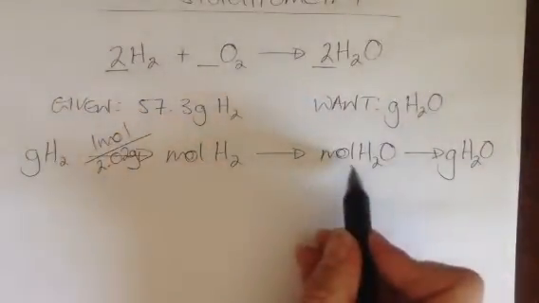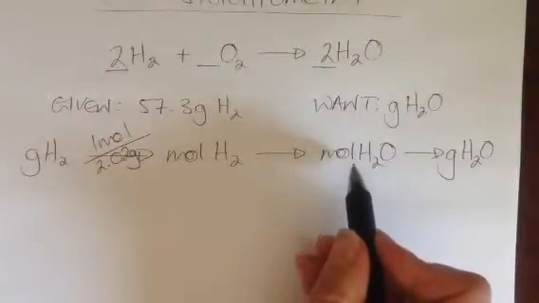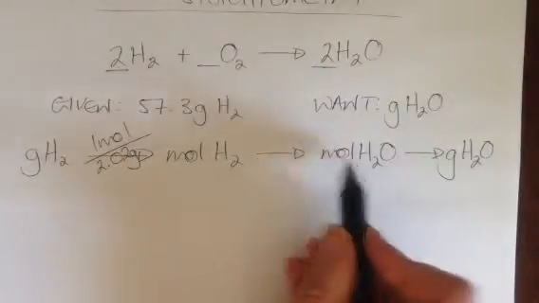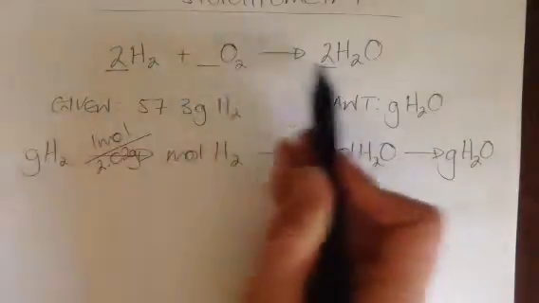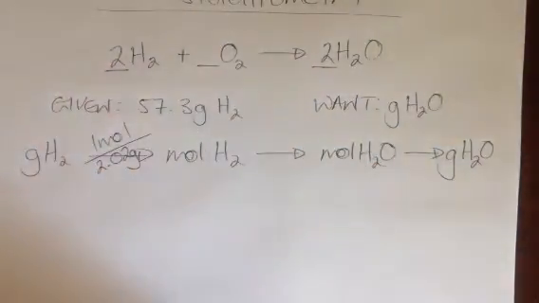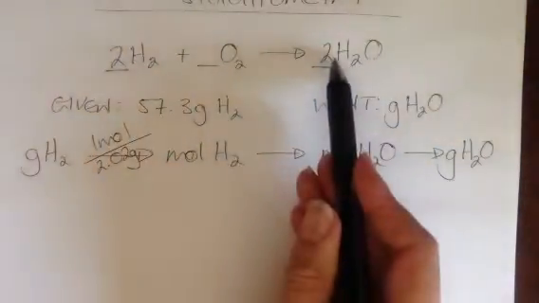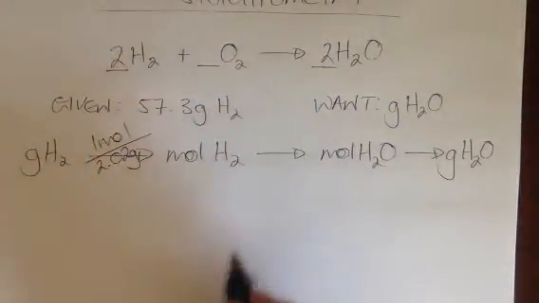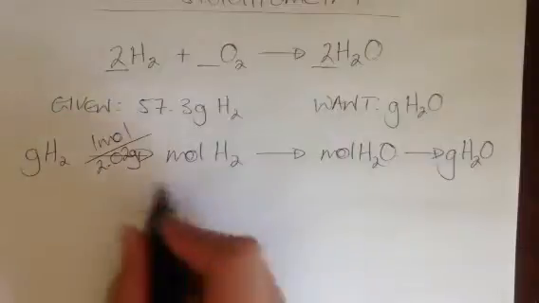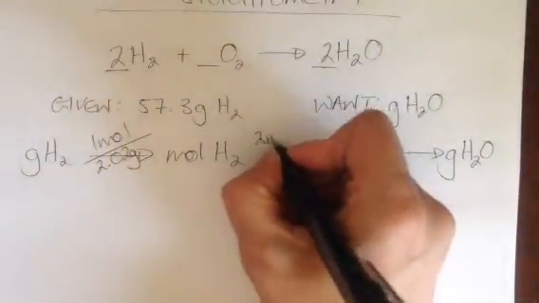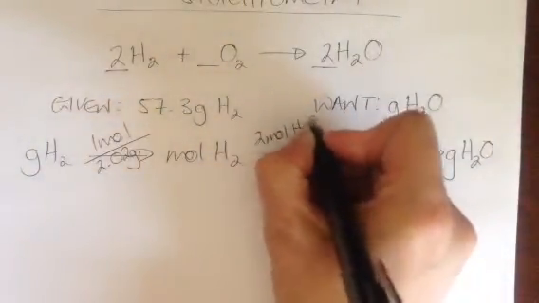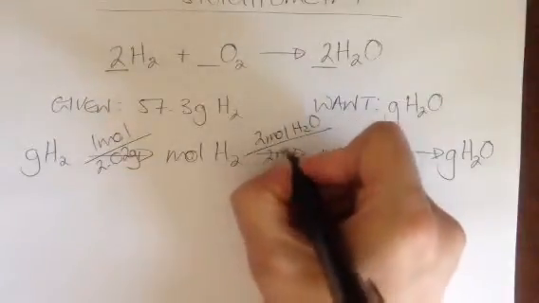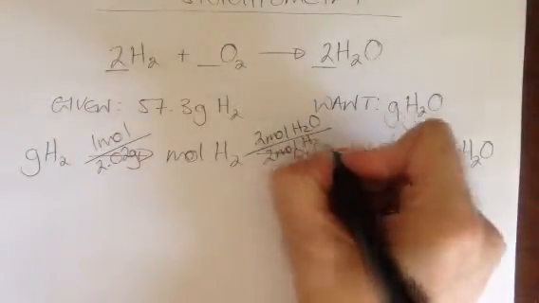Moles of hydrogen to moles of water, we use the molar ratio, which we get from the balanced chemical equation. So we can see 2 moles of hydrogen produces 2 moles of water. So that is a 2 to 2 molar ratio, which is the same as a 1 to 1 molar ratio. I'm going to write 2 over 2 on the arrow, just so we remember where that comes from later. So 2 moles of water per 2 moles of hydrogen.